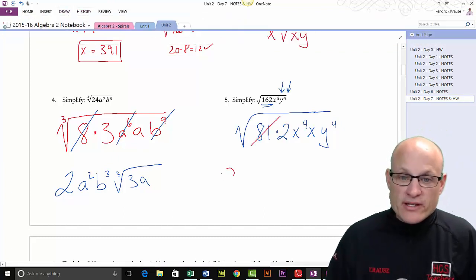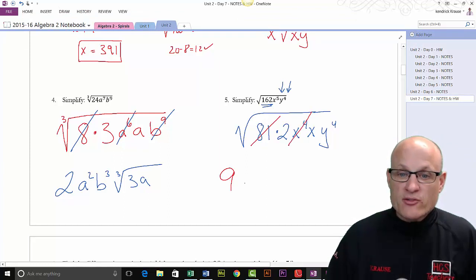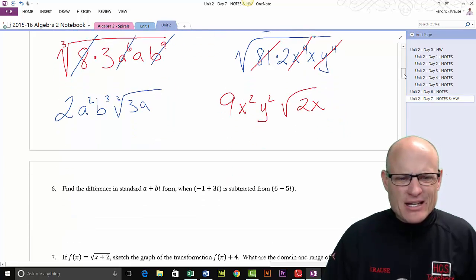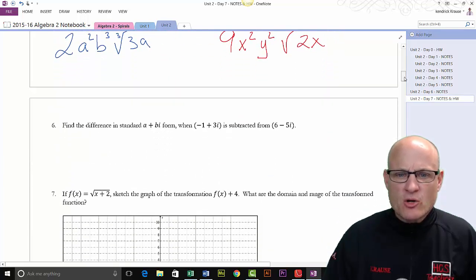Square root of 81 is 9. Square root of x to the 4th is x squared. Square root of y to the 4th is y squared. Square root of 2x. Done with page 1. I think we got like 8 pages to go. This is a long one.